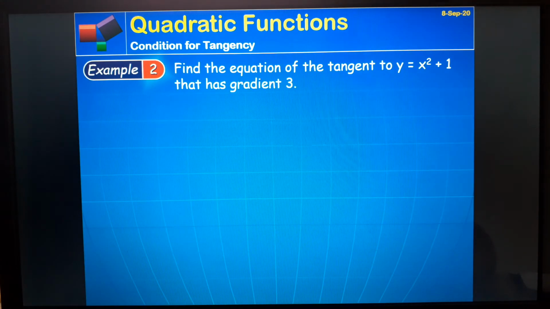Okay. Right, so here's a slightly different question here. Find the equation of the tangent to y equals x squared plus 1 that has gradient 3. So I'm telling you this time the gradient is 3.